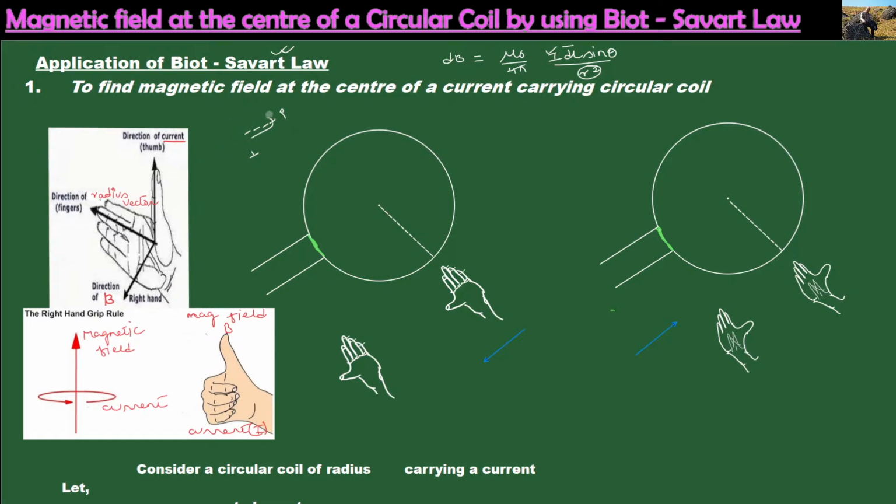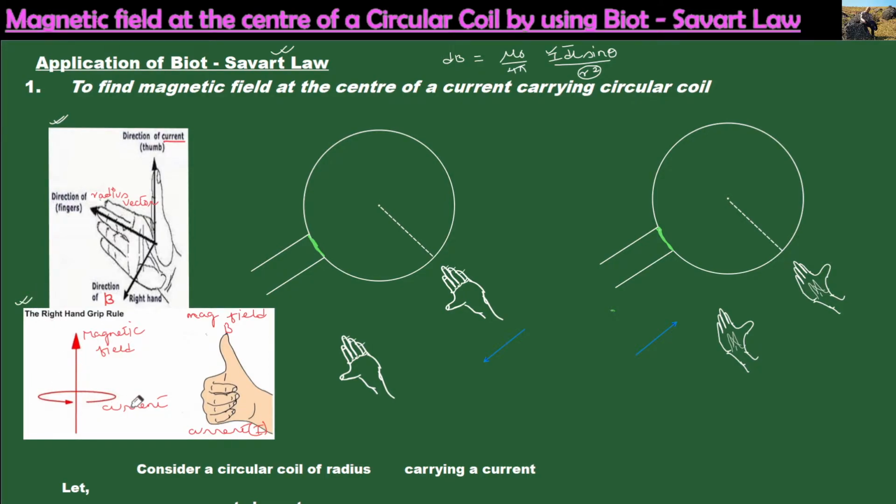But the important thing about Biot-Savart's law is that it does not give us the direction of the magnetic field. In order to find the direction of the magnetic field, we have to use the rules which have been laid down over here, like the right hand palm rule. This is the right hand palm rule, or the right hand grip rule.